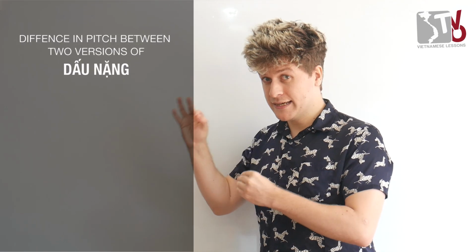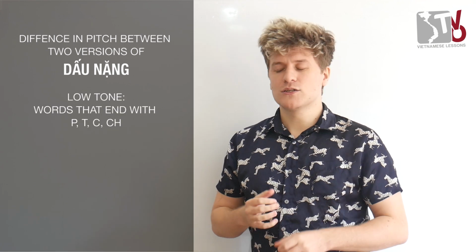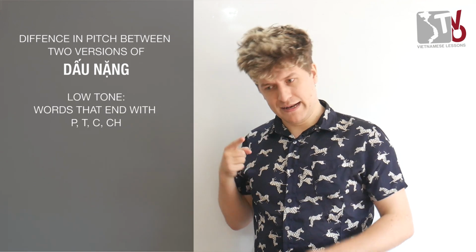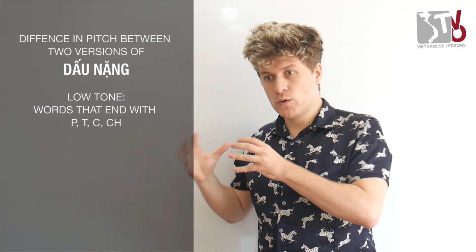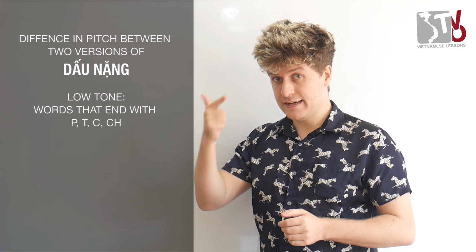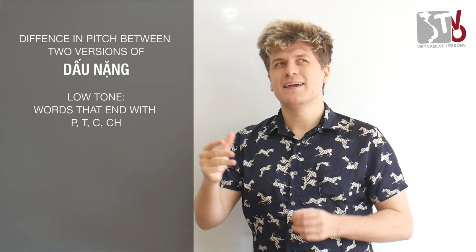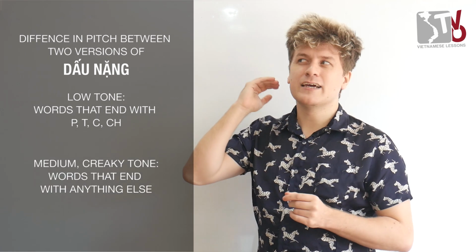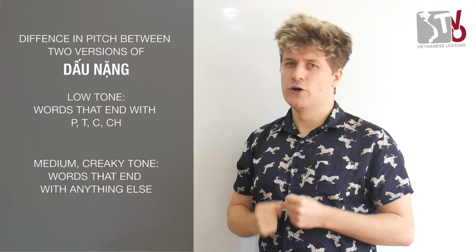Now, the most important difference between the two is the difference in pitch. Most Vietnamese learners are taught that nặng is a low tone, mainly because it's got that dot underneath it. And it is a low tone, but only if it ends in a P, C, T, or CH. If it ends in anything else, it's actually a medium, slightly creaky tone.